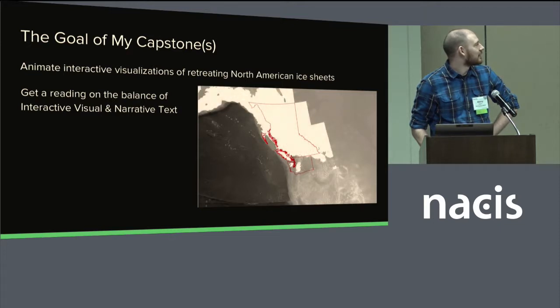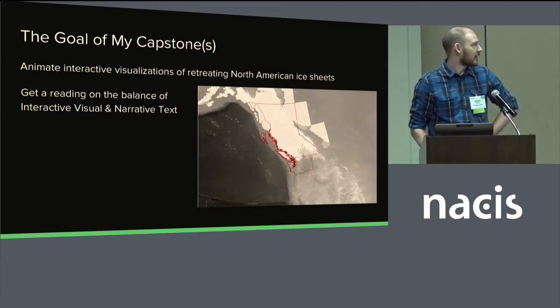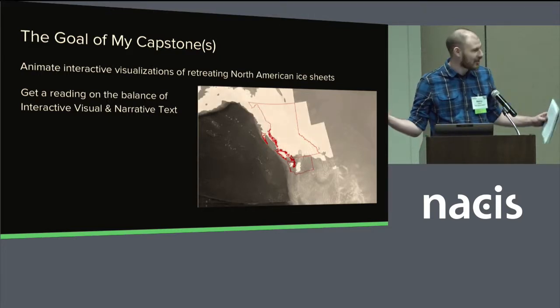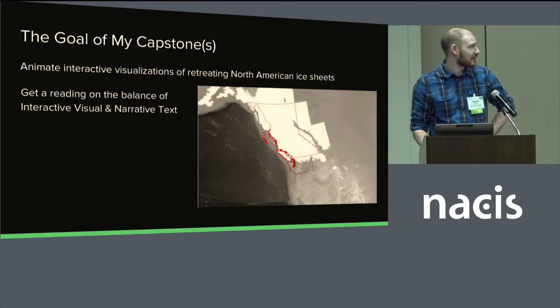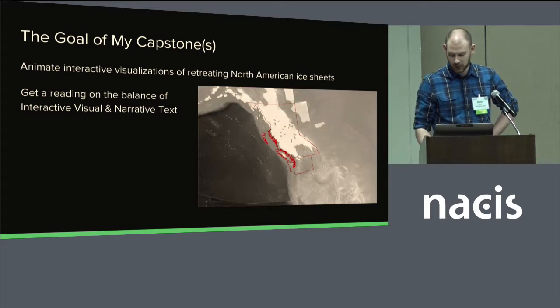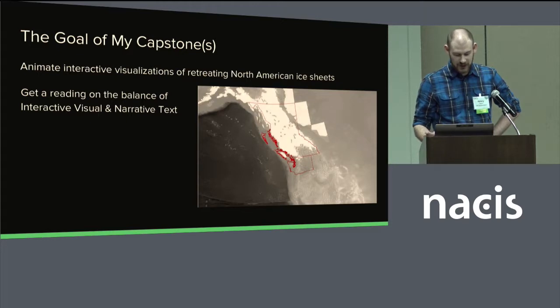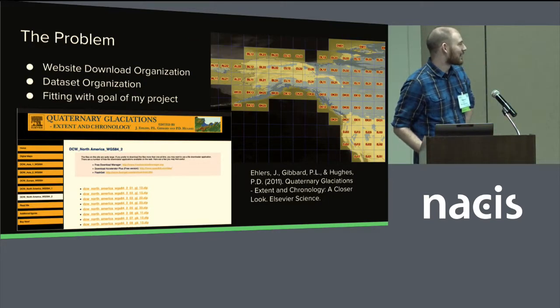And my capstone for the Master of Science in Geospatial Technology was paired with an attempt at how I can explain such a long 10,000-year process in a way that might resonate with users and allow more user control, and allow users to spend more time with individual years and learn about the changes that way. So getting a reading on the user experience of interactive visual and narrative text. So the main problem was the organization of the data set.